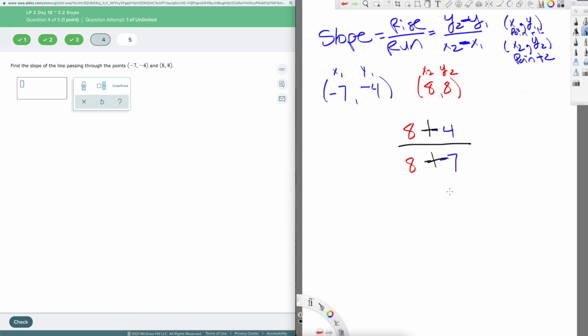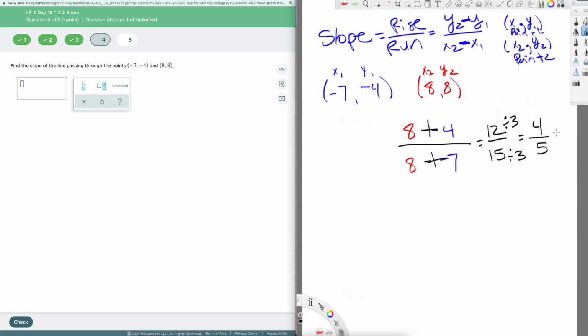We're going to get 12 over 15. 8 plus 4 is 12. 8 plus 7 is 15. Well, these can reduce by 3. I can divide both of them by 3, so I'd end up with 4. 12 divided by 3 is 4, and 15 divided by 3 is 5.